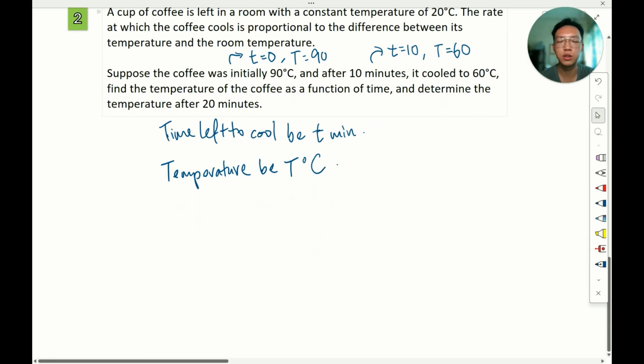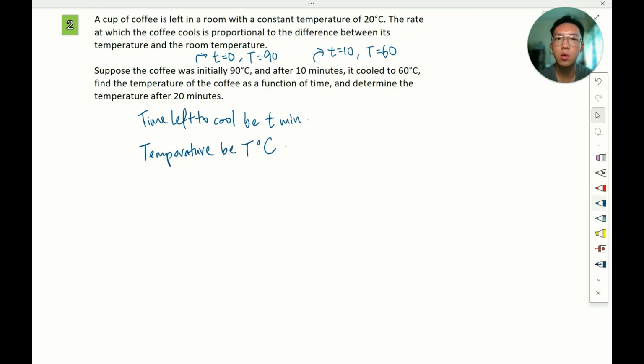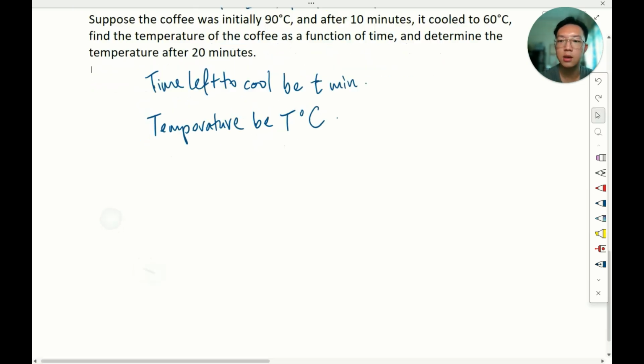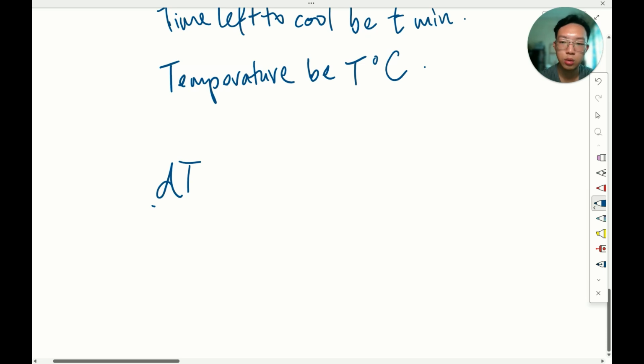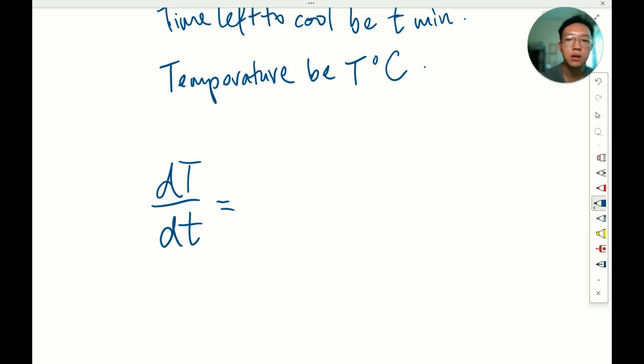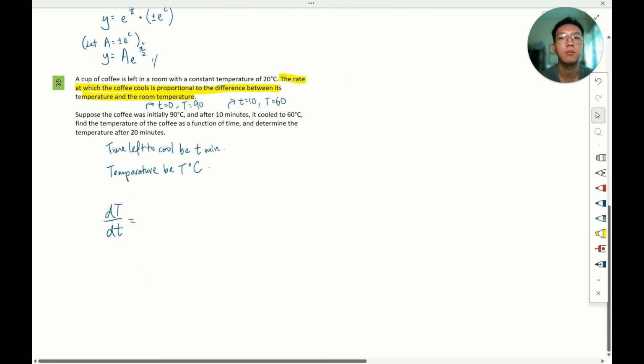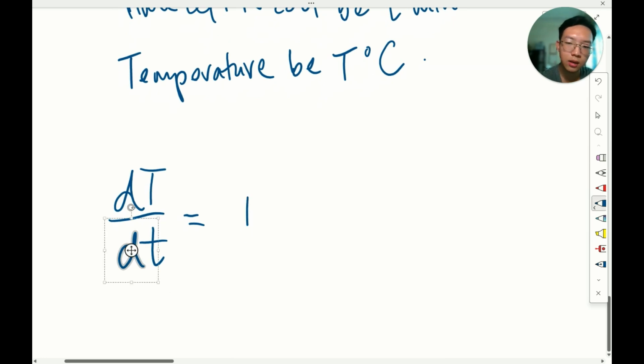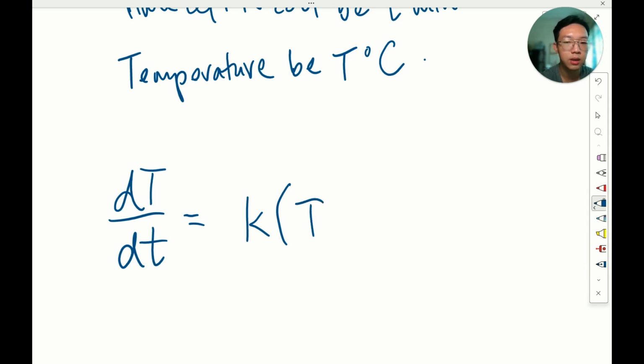Let's start approaching the question. We have to come up with our own differential equation now. We can start our working by using this statement to help us. The rate at which it cools, in other words, we will call it dT over dt. The change in temperature over change in time is proportional to the difference between its temperature and room temperature. So if we add a proportionality constant k here, what's the difference between its temperature and room temperature? It makes sense that we take the big T, which is the higher temperature, minus the lower temperature, 20 degrees.